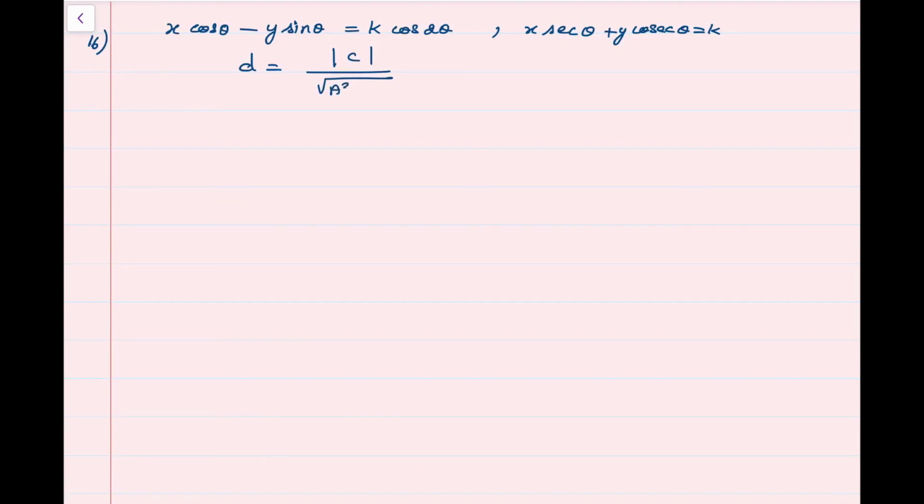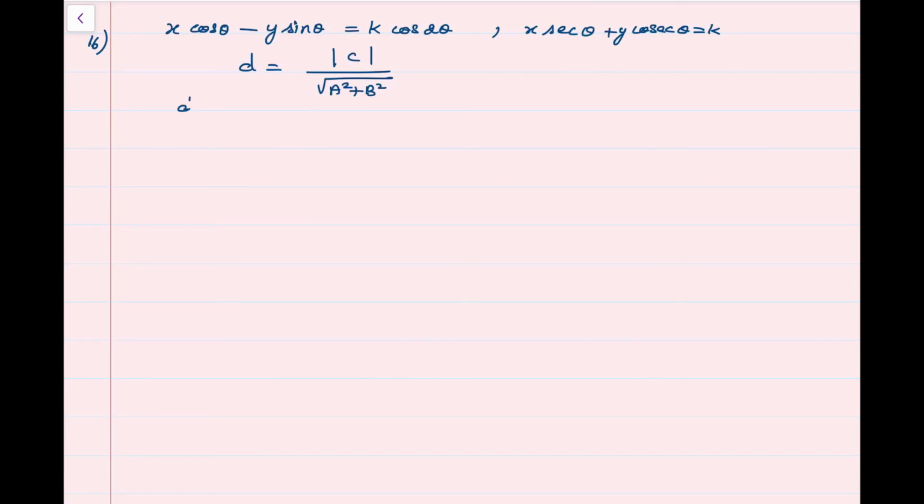Question number 16. If p and q are the lengths of perpendiculars from the origin to the lines x cos theta minus y sin theta equal to k cos 2 theta and x secant theta plus y cosecant theta is equal to k respectively, prove that p square plus 4q square is equal to k square. We know the distance of a line from the origin formula: absolute value of c divided by root of a square plus b square.